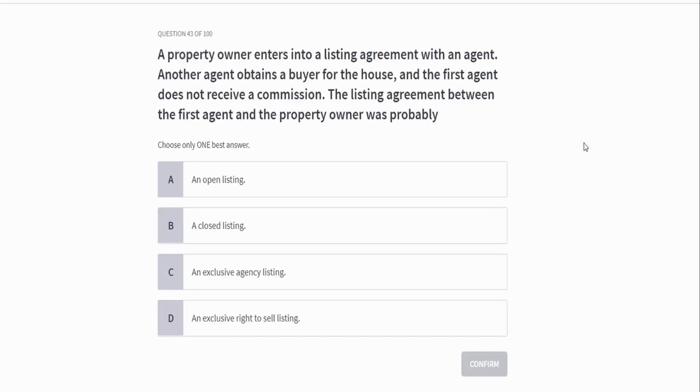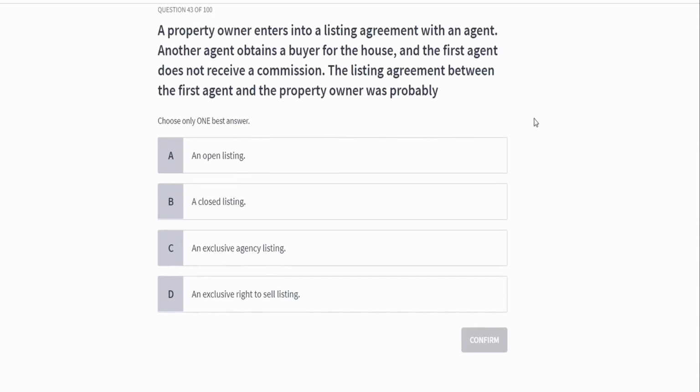All right, next one, 43. A property owner enters into a listing agreement with an agent. Another agent obtains a buyer for the house, and the first agent does not receive a commission. The listing agreement between the first agent and the property owner was probably: A, an open listing, B, a closed listing, C, an exclusive agency listing, or D, an exclusive right to sell listing.